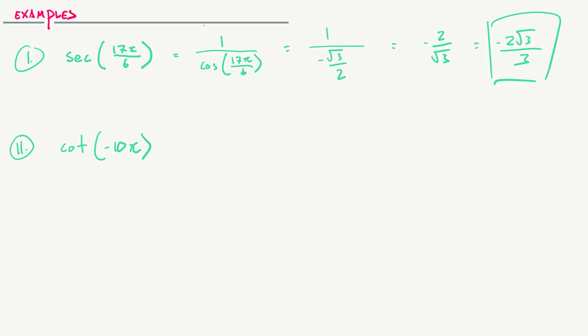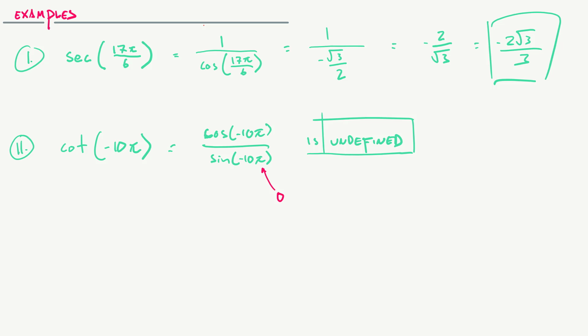Okay, next one. Cotangent of negative 10 pi. All right, well, first of all, it's a whole numbered pi. At whole numbered pi, sine is 0. Well, in the denominator for cotangent, sine is the denominator, so this has to be undefined. Right? Sine of a whole number pi is 0, so this is just undefined. Easy. Next one. Tangent of 13 pi over 3.